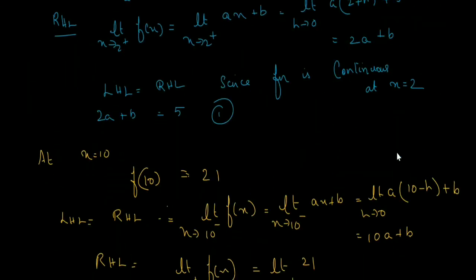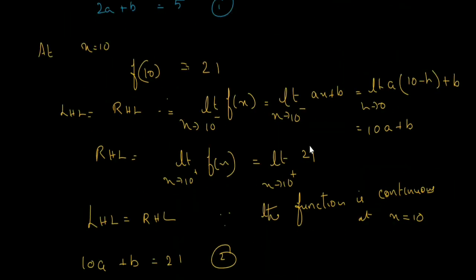The left limit is f of x as x tends to 10 minus, where on the left side it is ax plus b. So you replace x by 10 minus h. When x approaches 10, h will approach 0. So a into 10 minus h plus b, put h as 0, you get 10a plus b is equal to 21. Left limit is equal to right limit, so it is equal to 21.